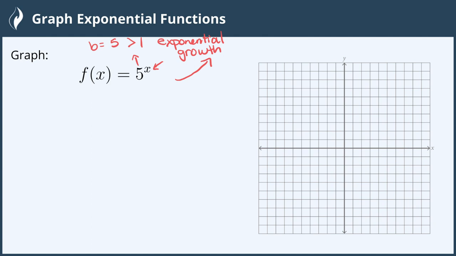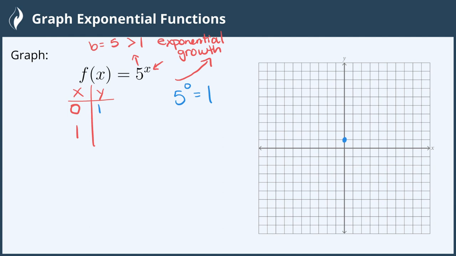To graph this, let's pick a few input values or x values and find the output. Then we can connect those points and get our graph. My favorite input values are 0 and 1. This is the x, and this will be the y, making a t-chart. If we substitute 0 into our equation, we get 5 raised to the 0, and anything raised to the 0 power is 1. So we end up with the point 0, 1 for our graph.